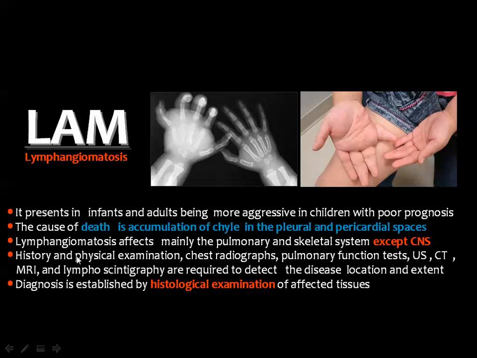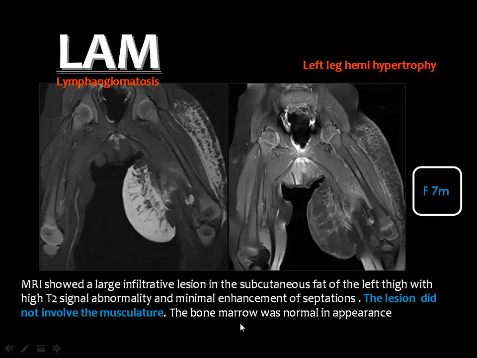Then you may need the cooperation of physical examination, chest X-ray, pulmonary function, ultrasound, CT, MRI, lymphoscintigraphy, and sometimes you may need to have a biopsy to reach the diagnosis. And you should remember that lymphangiomatosis affects the subcutaneous tissues. It does not involve the muscles and does not involve the bone.